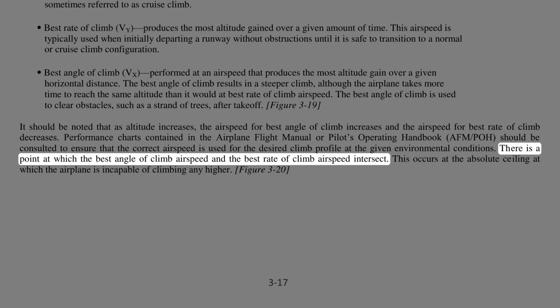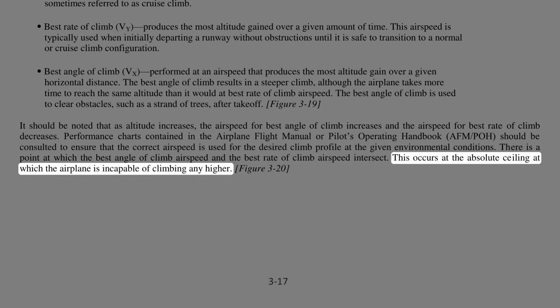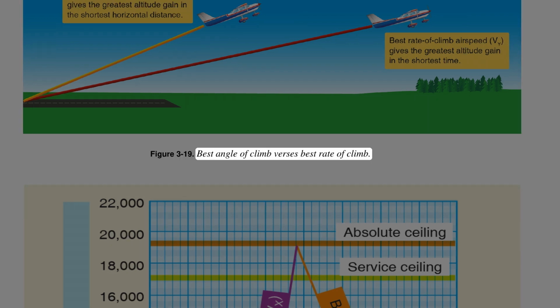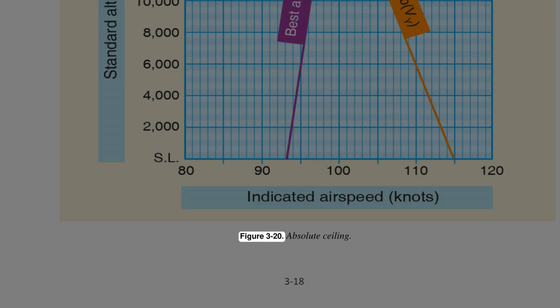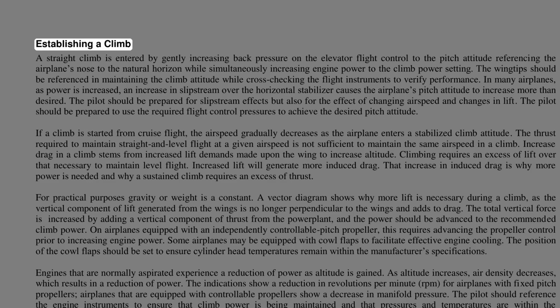There is a point at which the best angle of climb airspeed and the best rate of climb airspeed intersect. This occurs at the absolute ceiling, at which the airplane is incapable of climbing any higher. Figure 3-19, best angle of climb versus best rate of climb. Figure 3-20, absolute ceiling. Establishing a climb.